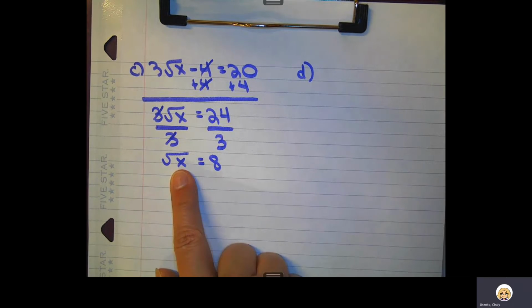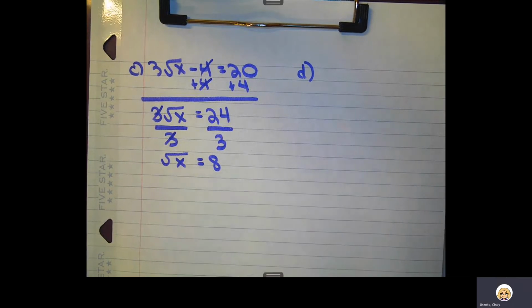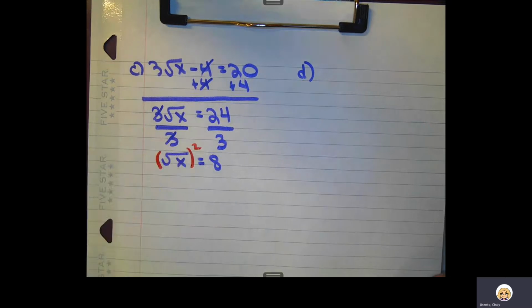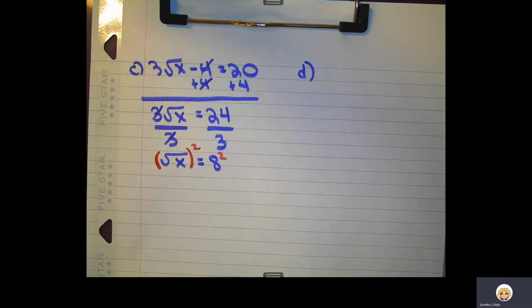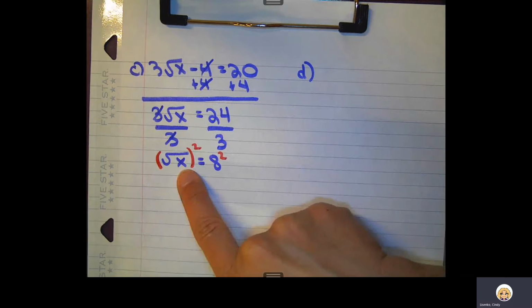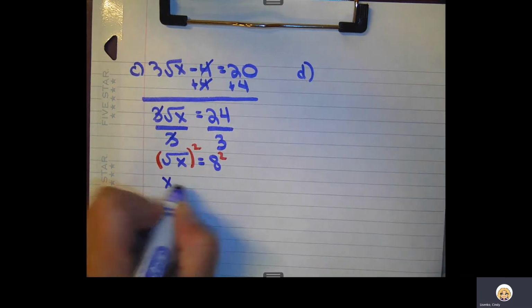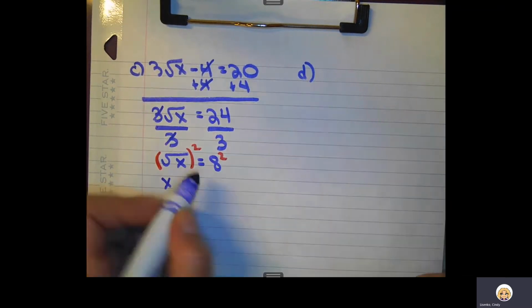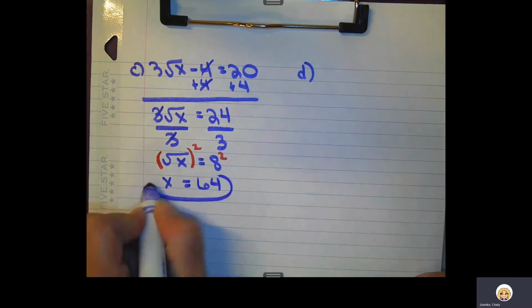Since the radical's alone, I go to step 2. That's to square both sides. So I square the left side and I square the right side. The square and the square root cancel out. We're just left with x. 8 squared is 64, so we have x equals 64.